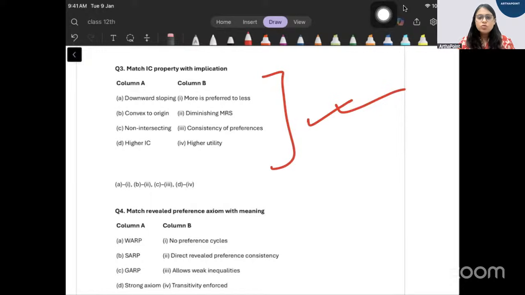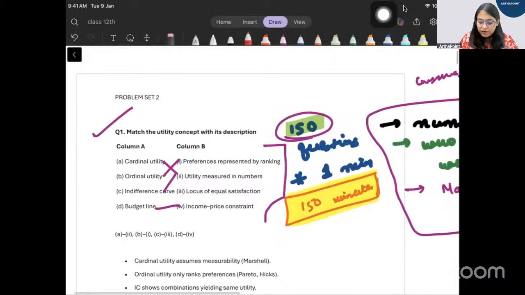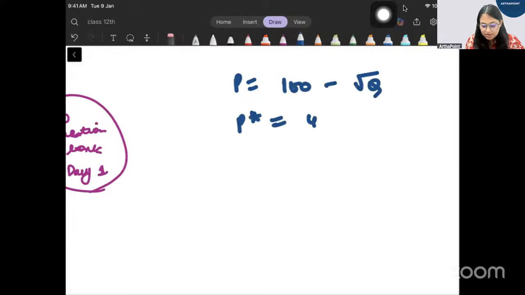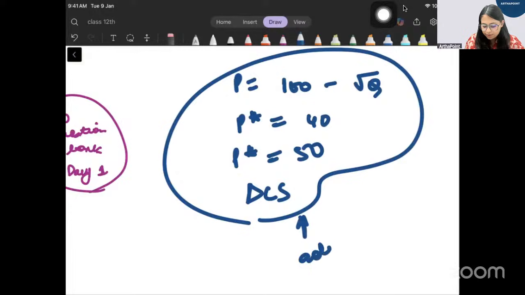Exactly. So when you solve these questions, you automatically get the logic behind it. Like, for example, the example which I was giving you, this one. I have put this question in today's assignment. When price is 40, when price goes to 50, find the change in consumer surplus. I have added this in the assignment today.